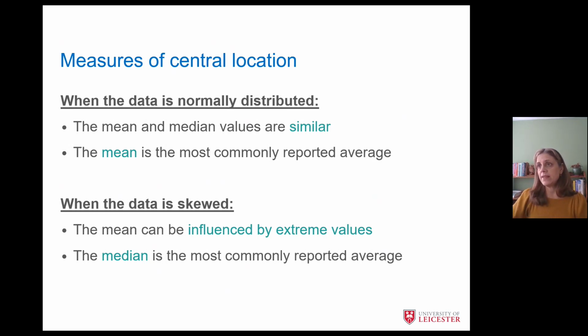So the mean is used when your data is normally distributed. When the data is skewed, we've shown that the mean is influenced by extreme values and isn't a good representation of the central location of your data. And so the median is most commonly reported as the average value.